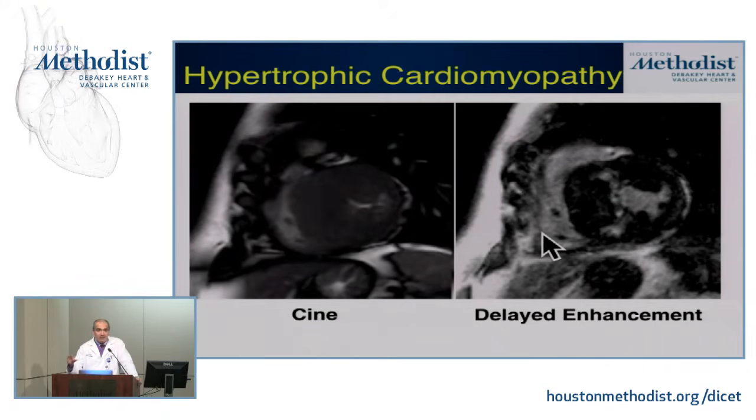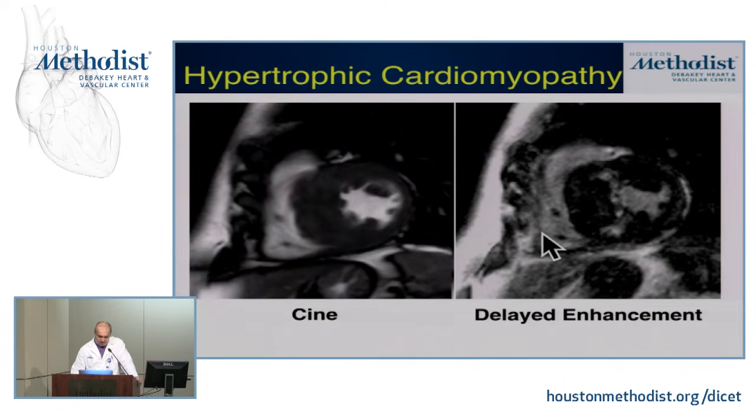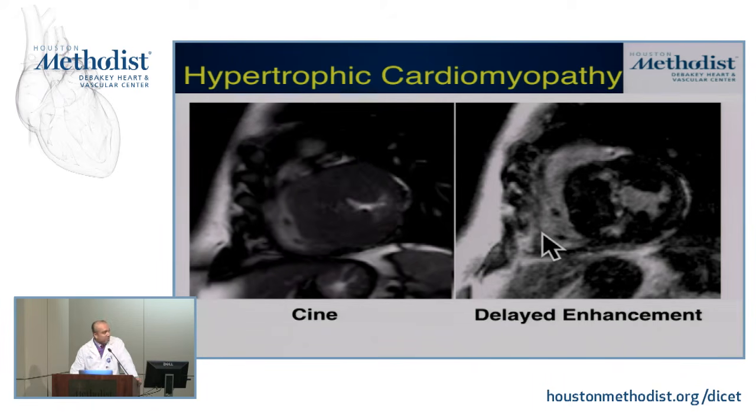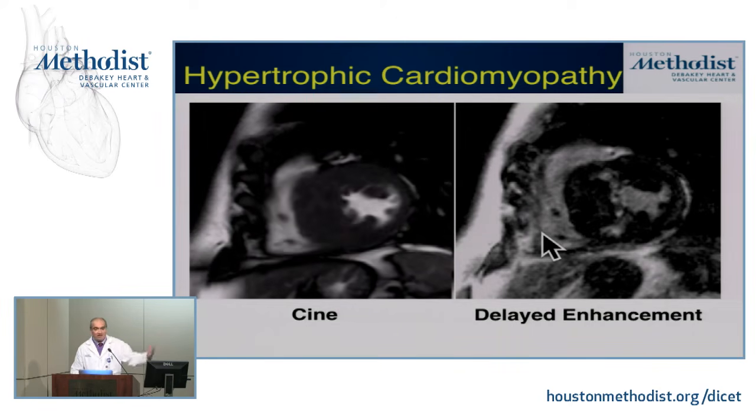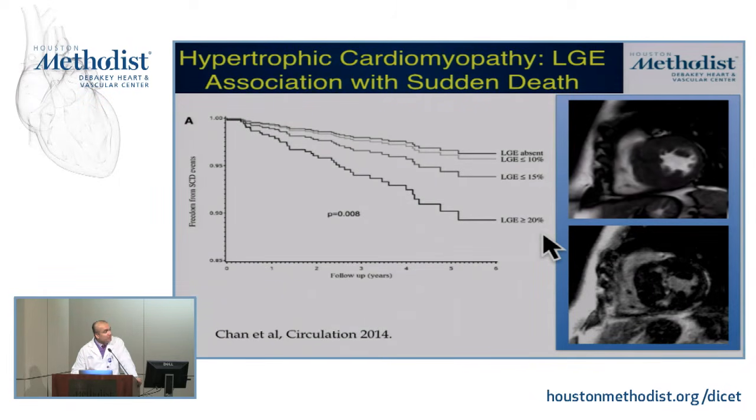Sometimes it may extend subendocardial as well as epicardial regions as well. And that's not the only area. It can affect any segment, but that's the area that has the greatest predilection in hypertrophic cardiomyopathy. So you see a thick wall and you see this, and that makes a diagnosis of hypertrophic cardiomyopathy very likely. Not only does it help you with diagnostic purposes, it can actually help you with prognosis.